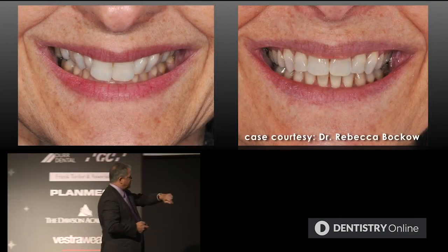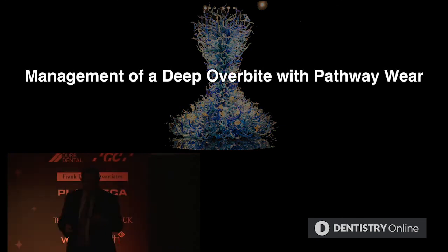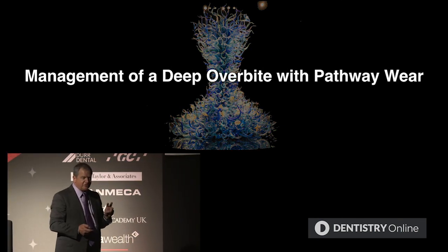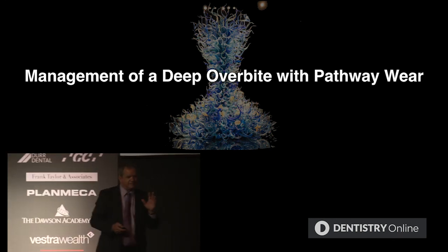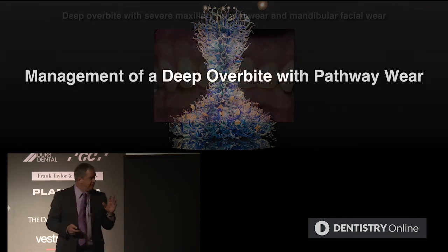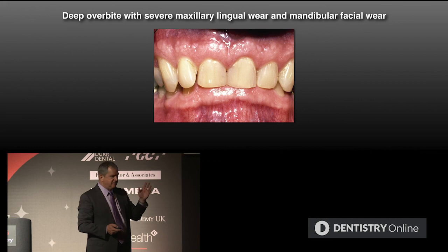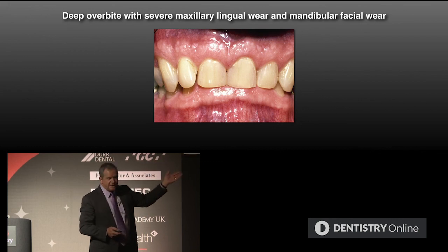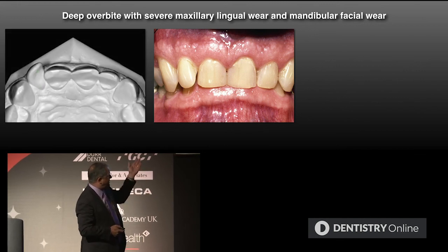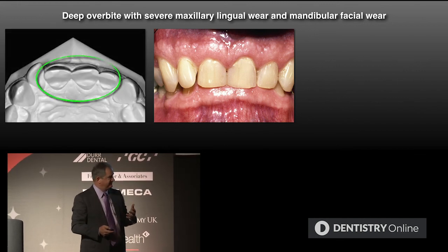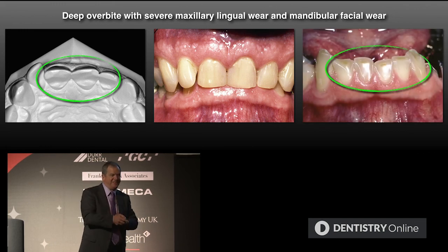All right, as we move towards our last couple, I've saved the 2 most difficult cases towards the end. So to me, 2 of the most difficult kinds of patients are anterior open bite cases and deep overbites with pathway wear. If you can imagine, he wants his upper anteriors restored. He wants his lower anteriors restored. There's a problem. They're in occlusion.